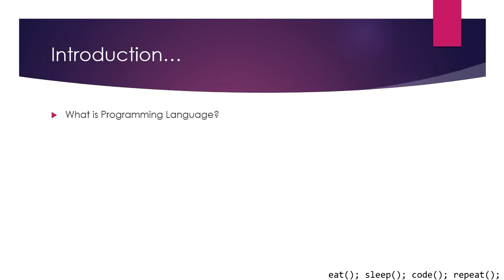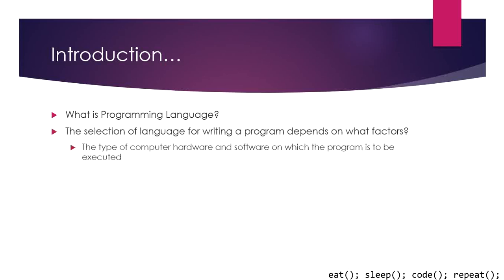So what exactly is a programming language? A programming language is a language which is specifically designed to express the computations that can be performed by a computer. The steps, or the programs that can be performed by a computer, by which we tell the computer to do these particular instructions, is nothing but a programming language.